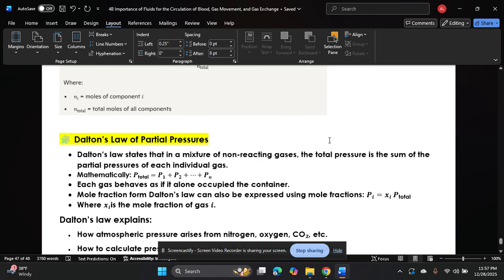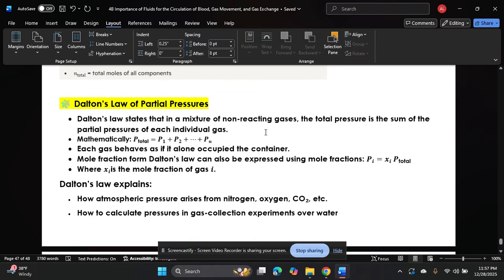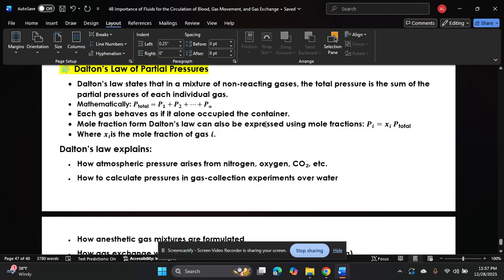Dalton's law of partial pressures. Dalton's law states that in a mixture of non-reacting gases, the total pressure is the sum of the partial pressures of each individual gas. Mathematically, P total is equal to P1 plus P2, all right, plus, if there are different gases, they may have different pressures, plus Pn, right? So numerous gases. Each gas behaves as if it alone occupied the container. Dalton's law can also be expressed using mole fraction: Pi is equal to Xi P total, where Xi is the mole fraction of gas i, right?